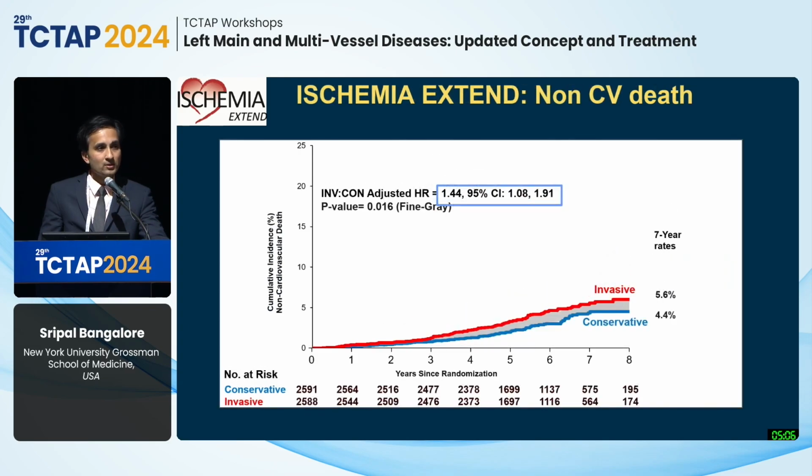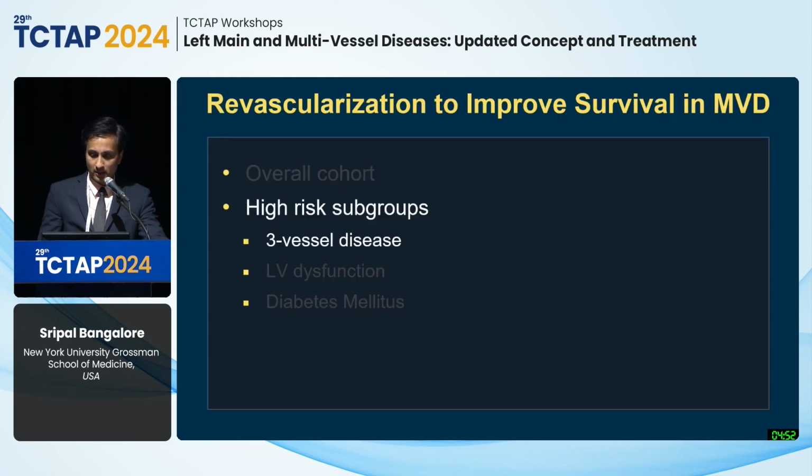If you ask the question, why did we not see an overall difference in all-cause death? Because the difference in cardiovascular death was counterbalanced by an increase in non-CV death. We are still working to figure out why there is an excess of non-cardiovascular death in the trial, but that's the equation in terms of where we stand.